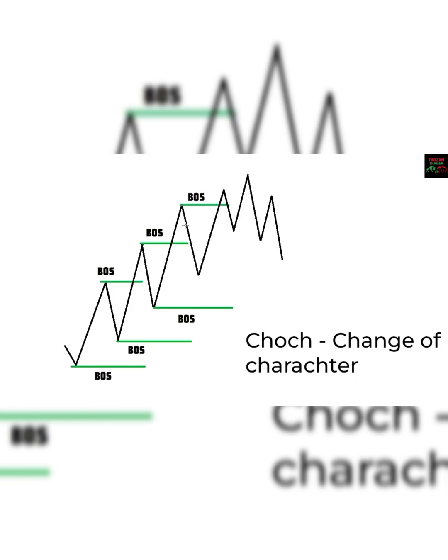Just like with a BOS, you can identify it using wicks or candle bodies, but most traders focus on wick breaks. So the moment price takes out the last higher low, we can say a CHoCH has formed. After this shift in market sentiment, we look for a pullback, and inside that correction we search for our entry points, the ones we discussed in the Smart Money video. The link is in the description.